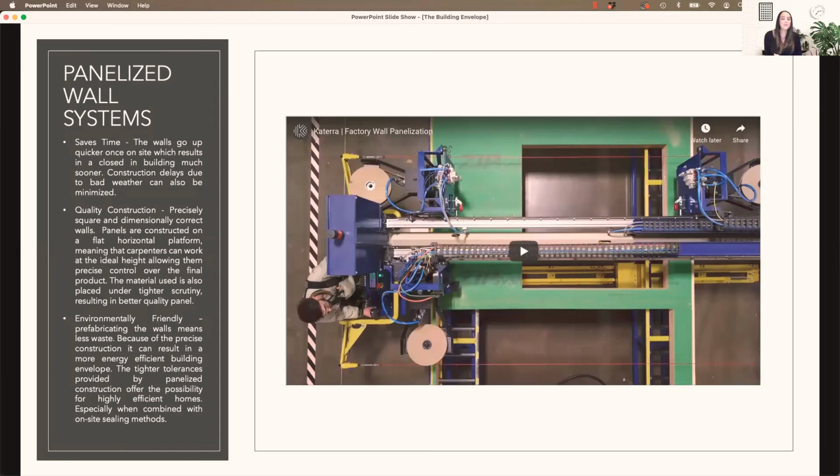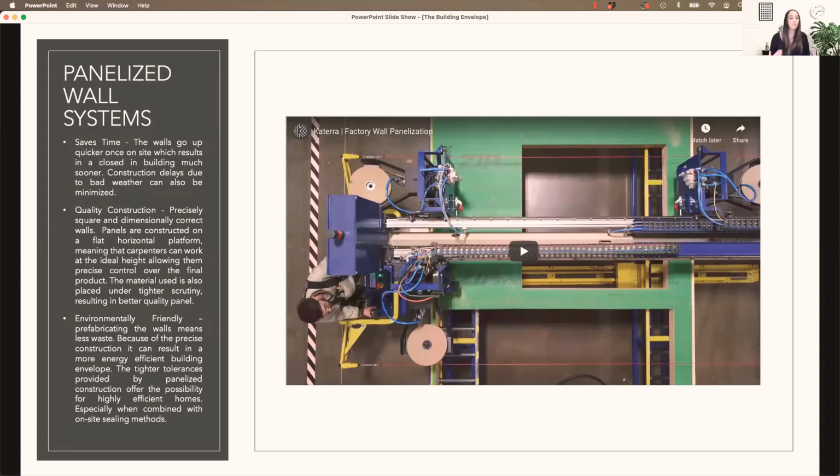I'm even actually seeing this in commercial design. The hotel project that we're working on, they did panelized wall systems. So all of the walls, for the most part, were prefabricated and shipped to the site and then installed. So they weren't doing all the framing in the field. This just helps save time.